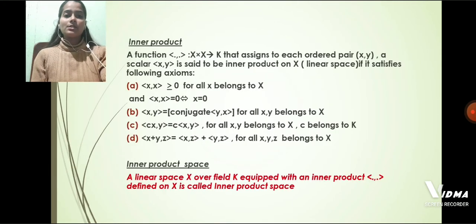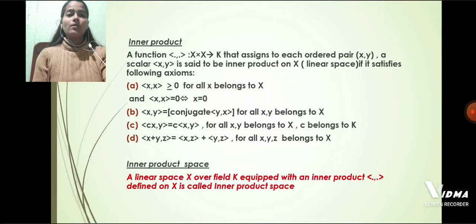The first definition is the inner product. A function from X cross X to K that assigns to each ordered pair a scalar is said to be an inner product on X if it satisfies four axioms. The first axiom is that the inner product of x and x is greater than or equal to 0 for all x belonging to X. Here, capital X is the linear space over the field of scalars, and the inner product of x and x is equal to 0 if and only if x is equal to 0.